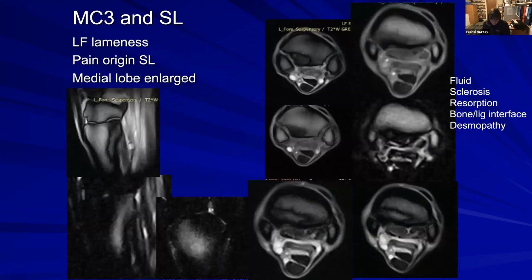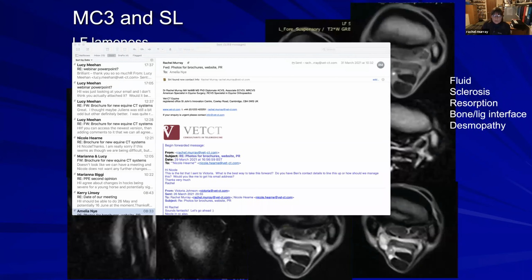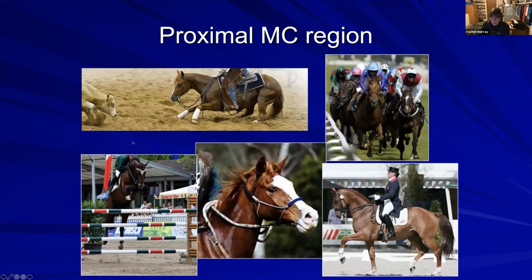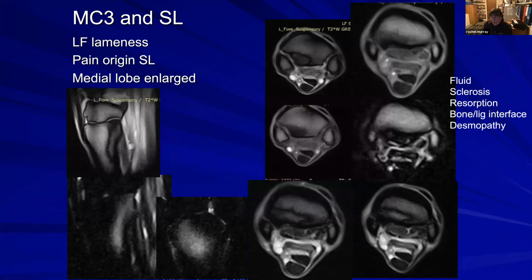So the third metacarpal bone and the suspensory ligament are areas where we see a lot of potential injury. Where we see a lot of potential injury in horses that are working, endurance horses, race horses, I see it in show jumpers, dressage horses, anything that may have hyperextension of the fetlock or repetitive overload bone injury. So pain in the origin of the suspensory ligament. On this horse, the medial lobe of the suspensory ligament was enlarged and the horse had lameness.